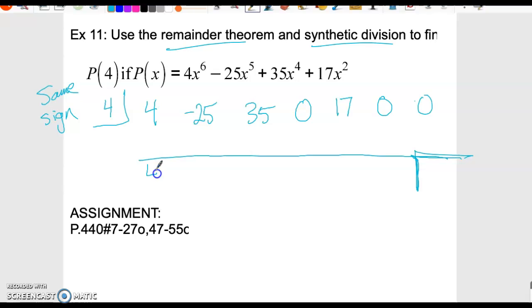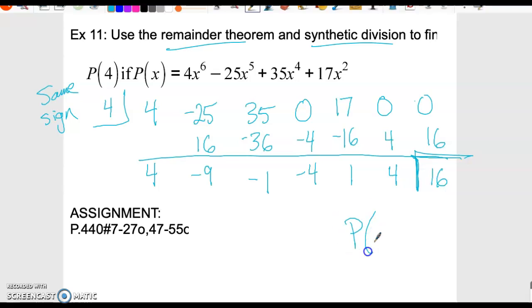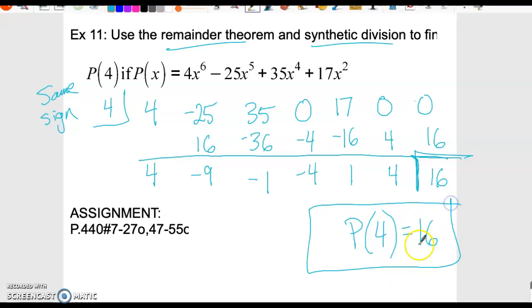So bring the 4 down, multiply. Well, that's -36, right? Multiply. Anyway, you get -4, -4. Multiply, you get -16. We get 1 times 4 is 4. Adding to 0 is still 4. 16. There you go. Therefore, p of 4 must equal 16. And we didn't have to waste any time going to a calculator.